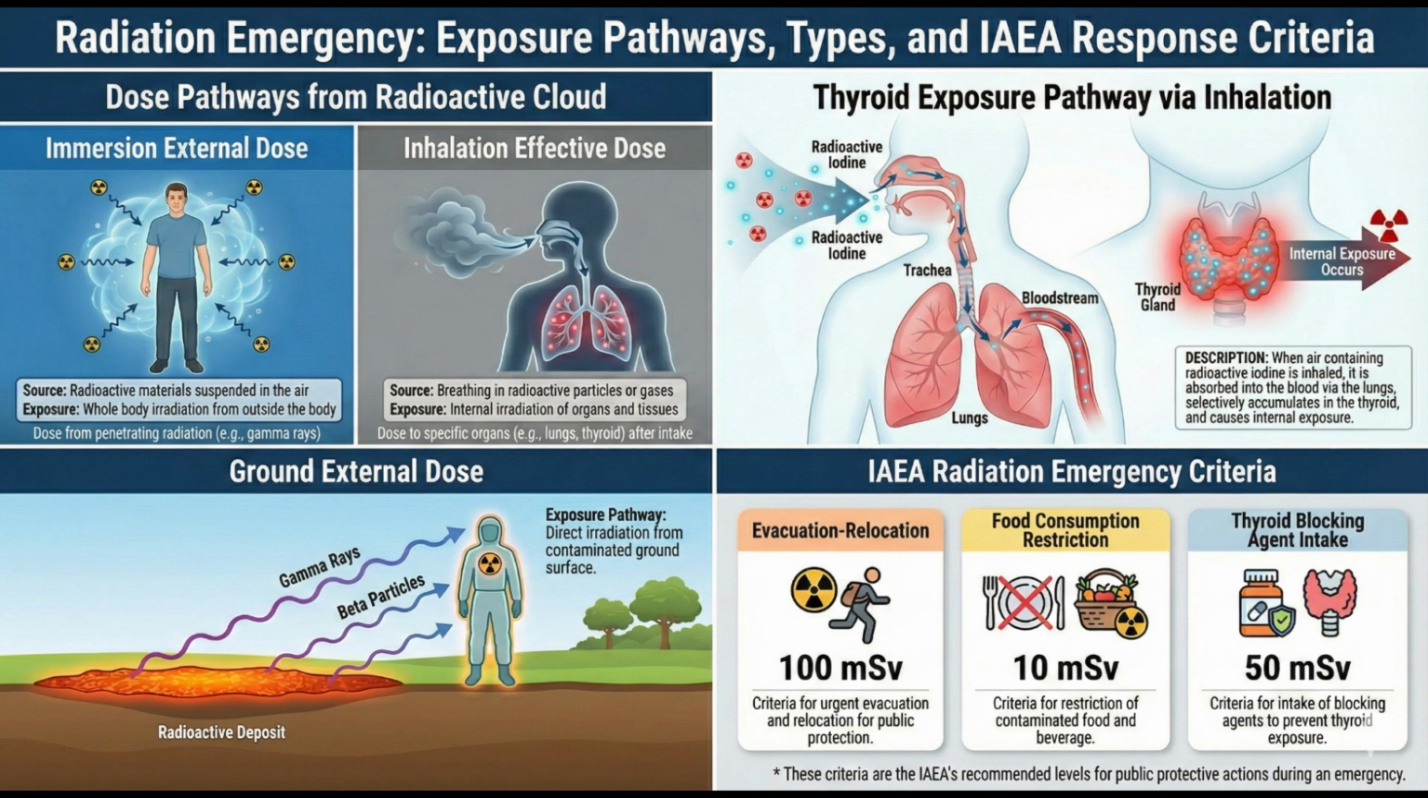In a radiological emergency, the IAEA recommends urgent evacuation and relocation measures if a dose of 100 millisieverts is expected over 1 week, and the intake of thyroid-blocking agents if a thyroid dose of 50 millisieverts is expected. Furthermore, restrictions on food consumption are recommended if a dose of 10 millisieverts is expected over 1 year.